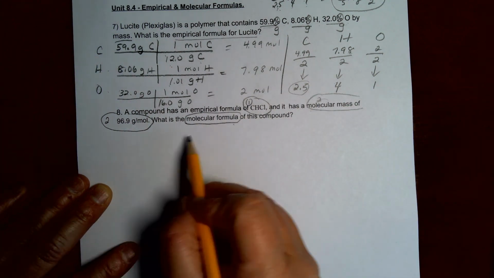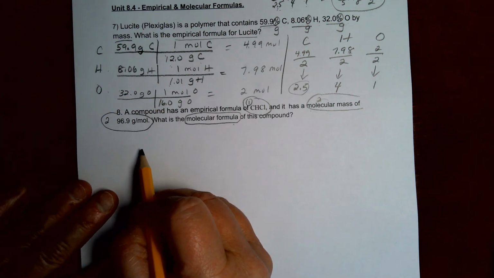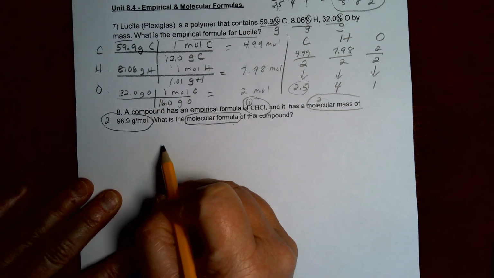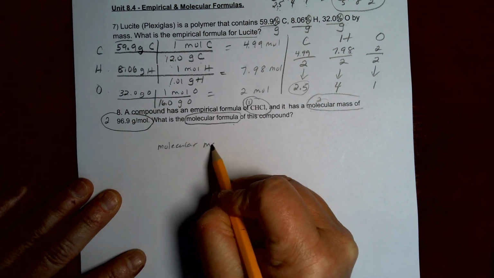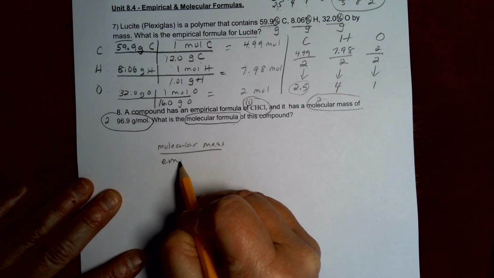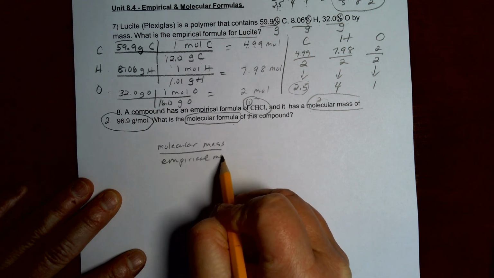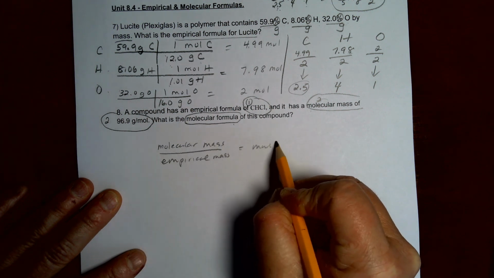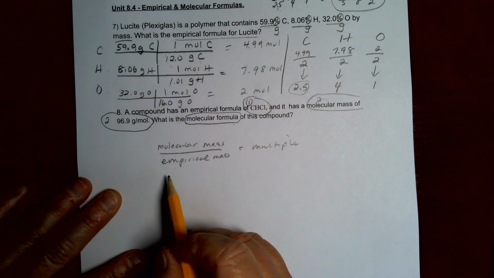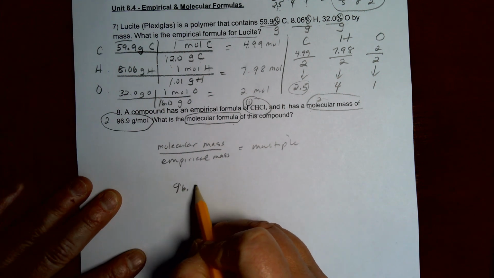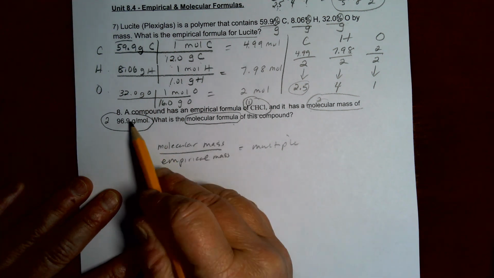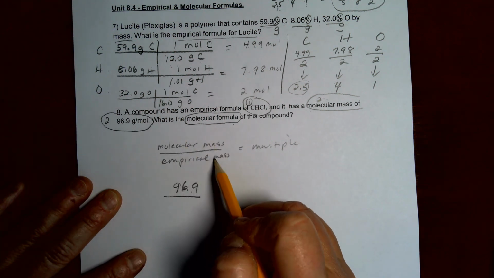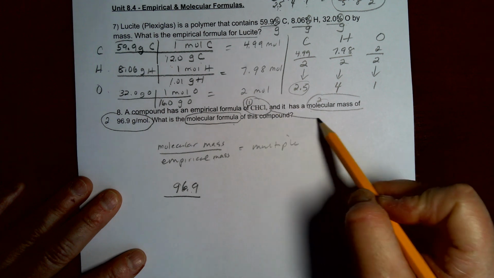So what we were looking for is a multiple, right? And so if we divide the molecular mass by the empirical mass, we're going to get a multiple. So let's see what that looks like here. The molecular mass here is 96.9. That's given. The empirical mass, we're going to have to do a little side calculation.